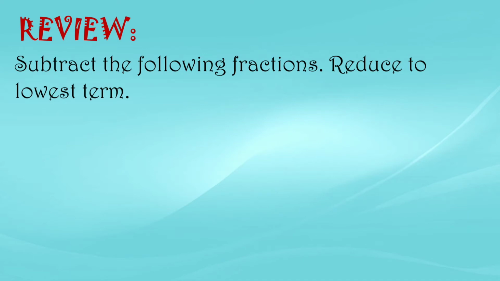Let's subtract the following fractions. Reduce to lowest term. Let's have number 1. 5 over 3 minus 2/3. Kung napapansin nyo, magkaparehas tayo ng denominator. Kaya, wala tayong ibang gagawin, kundi mag-minus or mag-subtract ng numerator. I-minus natin si 5 kay 2. So, 5 minus 2, we have 3. And then, copy the denominator, which is 3. Si 3 over 3, pwede natin siyang i-simplify. Pag dinivide natin si 3 kay 3, we will get 1. Ang sagot natin ay pwedeng 1.